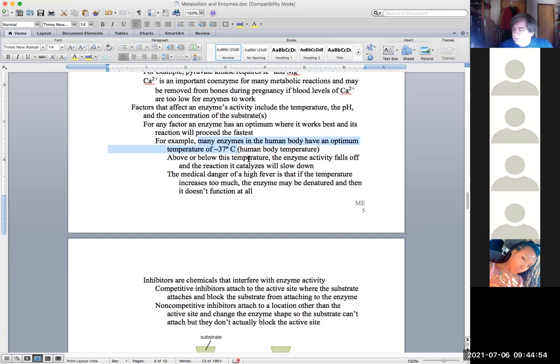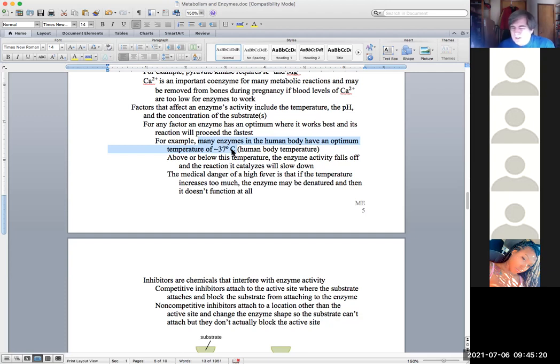So notice one of the things we can actually do now that our techniques for studying biochemistry have improved, we could actually have a sample of an enzyme. And if we look at where that enzyme works best in terms of its temperature, we could make a pretty good educated guess about what type of living organism this enzyme might have come from.